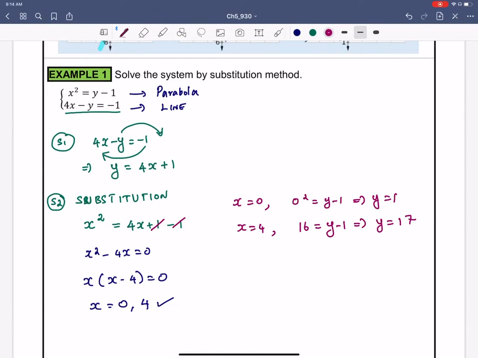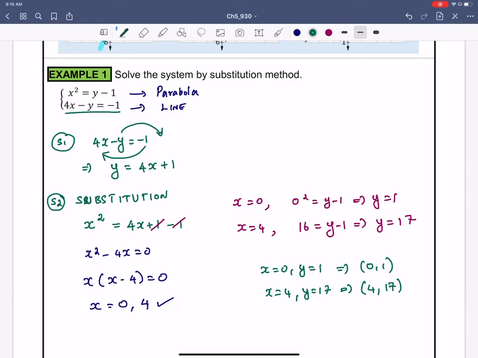That's how you would solve. Again, in this case, you can go back and double check to see if these values work for this particular equation, and if it doesn't work, then you can throw them out. In this particular case, both of them are going to work. So the solution for our problem is x equals 0, y is equal to 1. That means you have 0, 1, and x equals 4, and y is equal to 17. That means we have 4, 17. These are the two solutions for this particular problem.